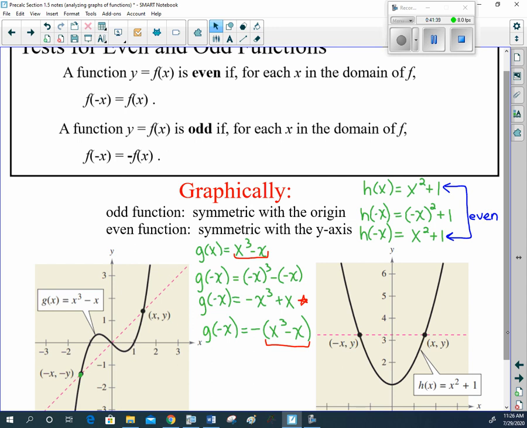So algebraically, you substitute in a negative x, and if you get the same function out, it's even, and if you get the opposite of the original function, it's odd.